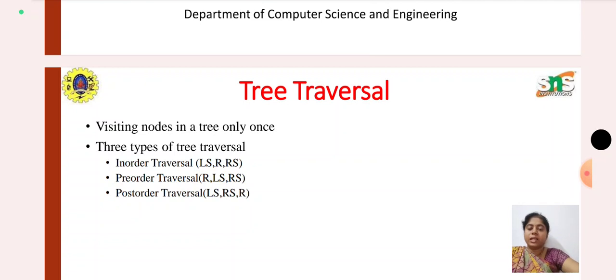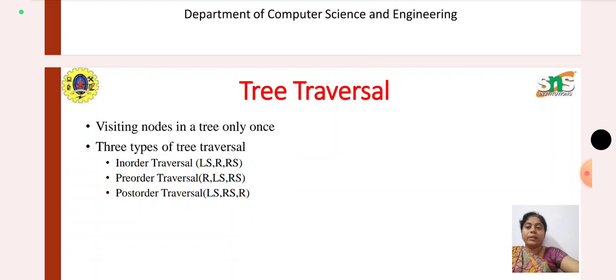Tree traversal can be specified in three ways: in-order traversal, pre-order traversal and post-order traversal. Visiting the nodes in a tree only once is called traversal. We have to visit all the nodes in the tree, and that can be done in three ways. These are the three types of traversals.